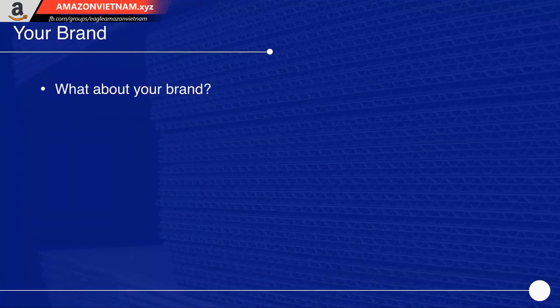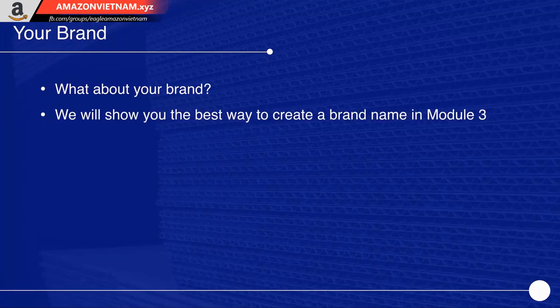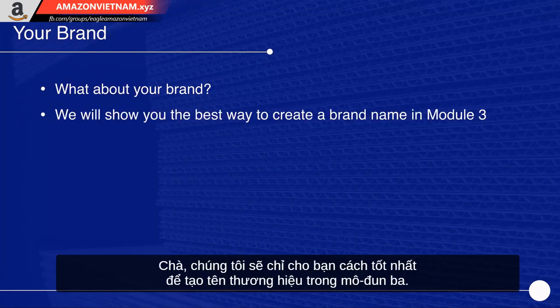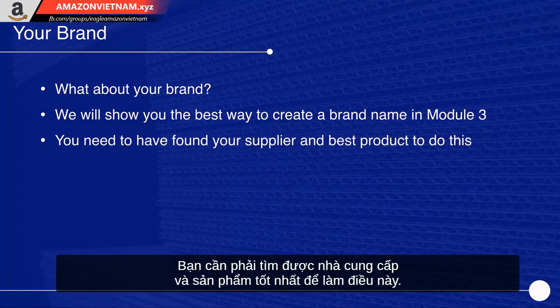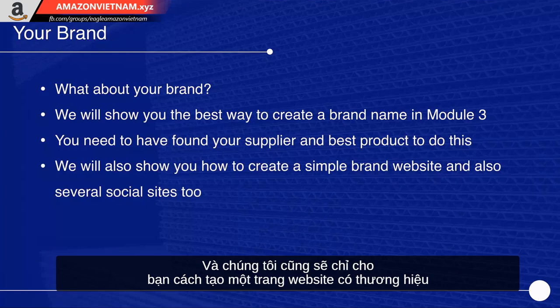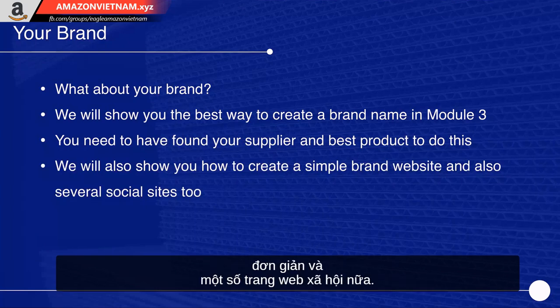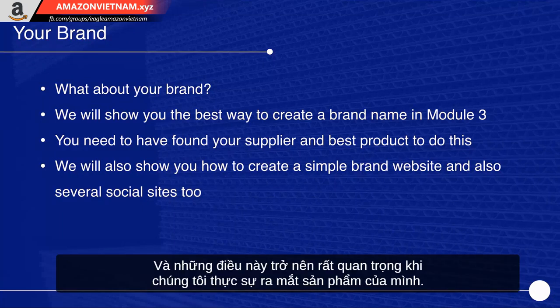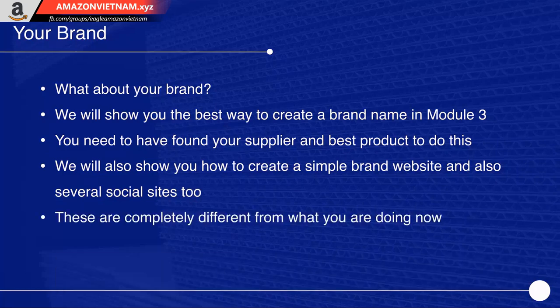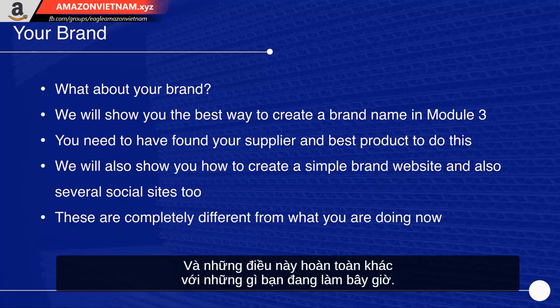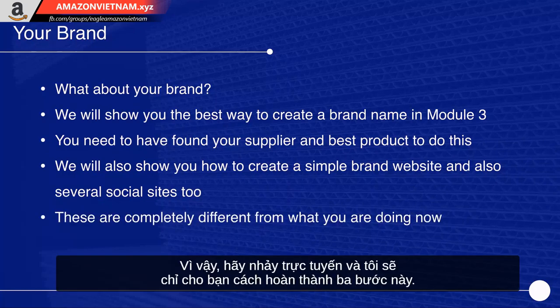Your brand. So what about your brand? Well, we will show you the best way to create a brand name in Module 3. You need to have found your supplier and best product to do this. And we will also show you how to create a simple brand website and also several social sites too. And these become very important when we come to actually launch our product. And these are completely different from what you are doing now. So let's jump online and I'll show you how to complete these 3 steps.